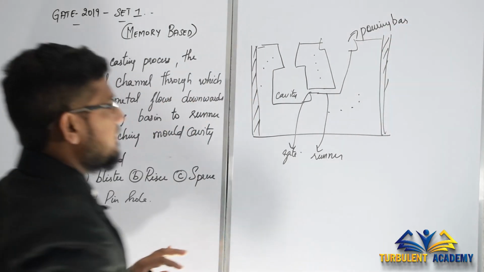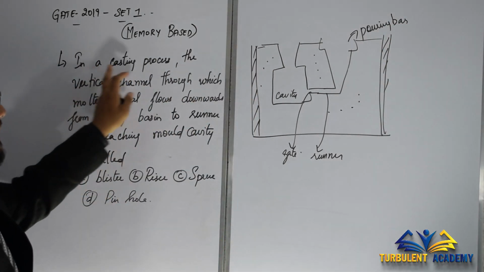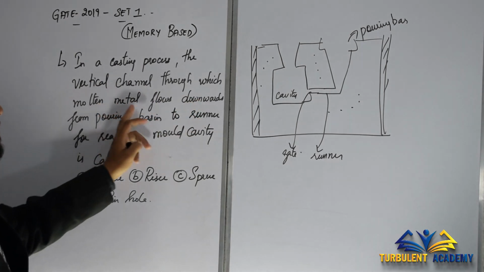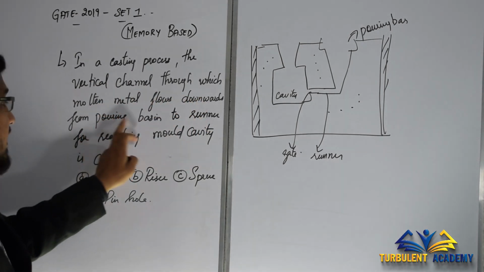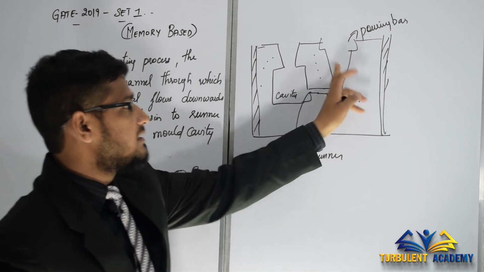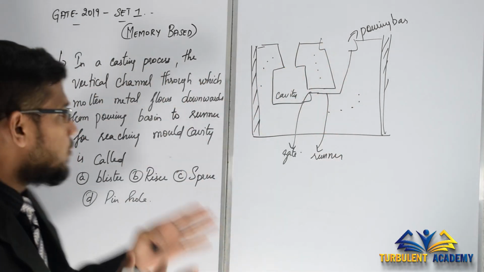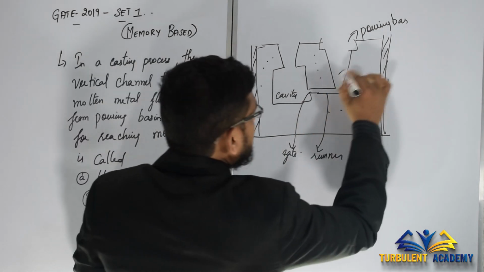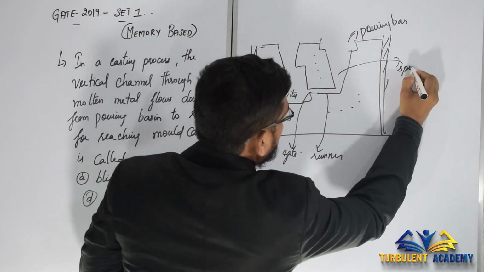So having drawn this, they are asking: in a casting process, the vertical channel through which molten metal flows downwards from pouring basin to runner. So this is pouring basin, this is runner. So what is this particular portion which is in a conical shape? It's just like a nozzle. We call it to be sprue.